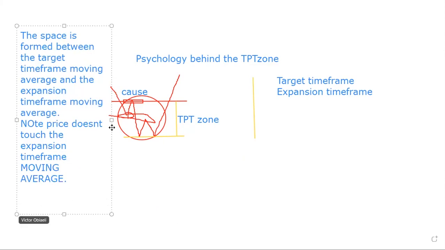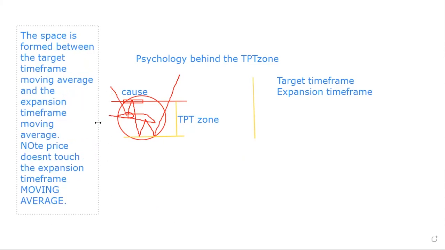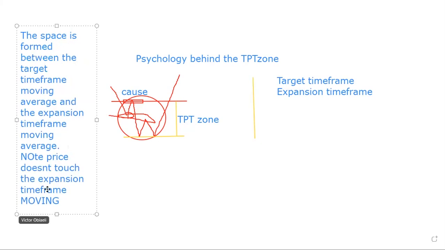Wanting to know about the space. The space is formed between the target time frame moving average and the expansion time frame moving average. Note, price does not touch the expansion time frame moving average. It does not touch it. Now, what happened? What am I talking about? What am I trying to say here?